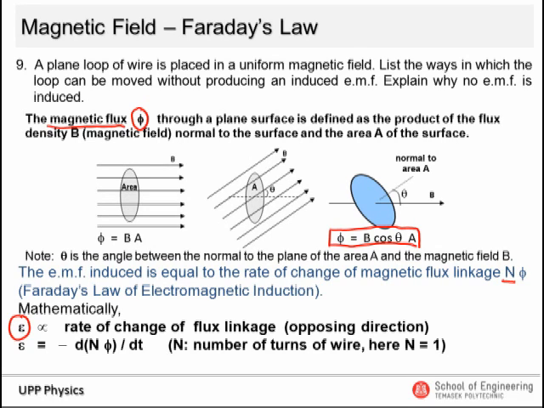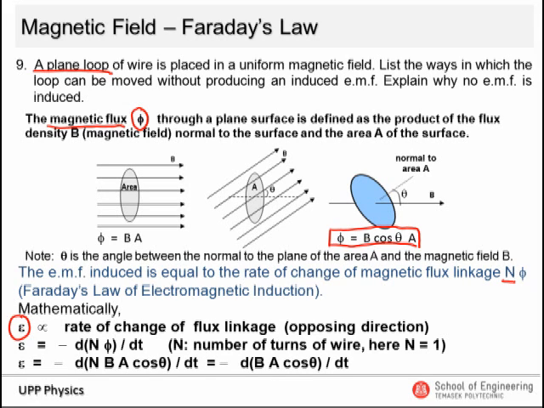So induced EMF is equal to the negative of the differentiation of magnetic flux linkage, N phi, with respect to time. We have already mentioned that N is the number of turns of the wire. Now in this question, N is equal to 1 because there's only a plane loop as stated in the question.